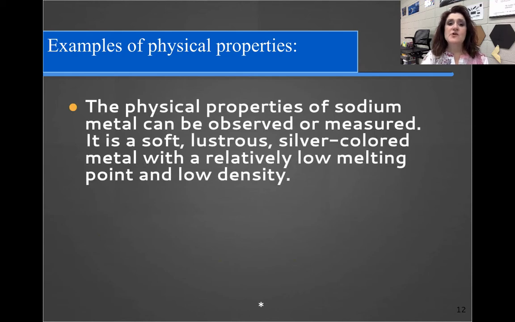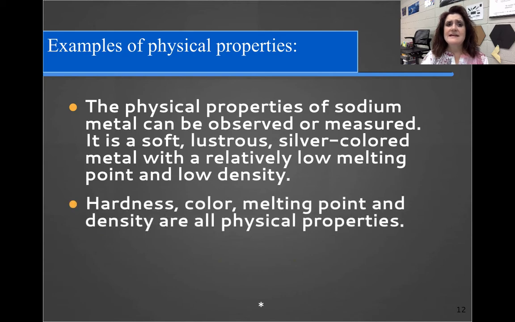Physical properties of sodium metal can be observed and or measured. It is a soft, lustrous, silver-colored metal with a relatively low melting point and a low density. In that description, I have given you the hardness, the color, the melting point, and the density, all of which are physical properties.